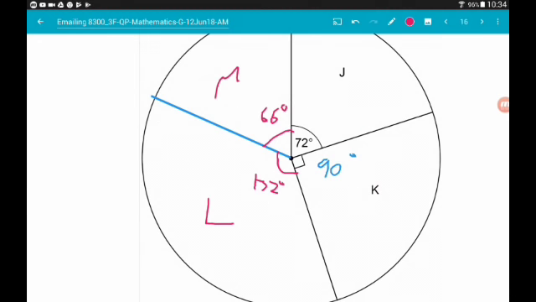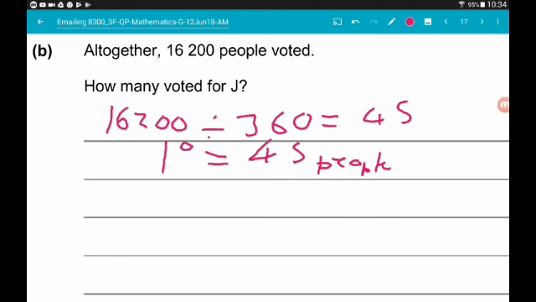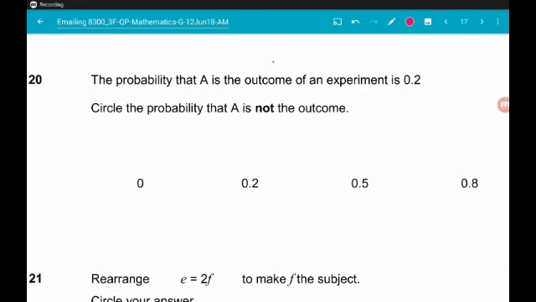So the angle for J is 72. So the number of people that voted J is going to be 45 times 72, which gives us 3,240 people. Cool.